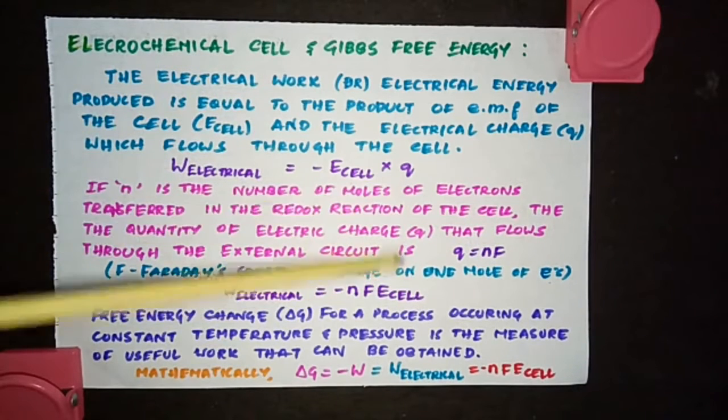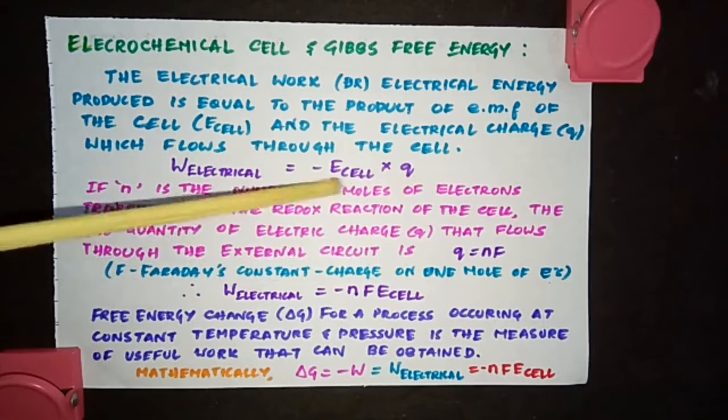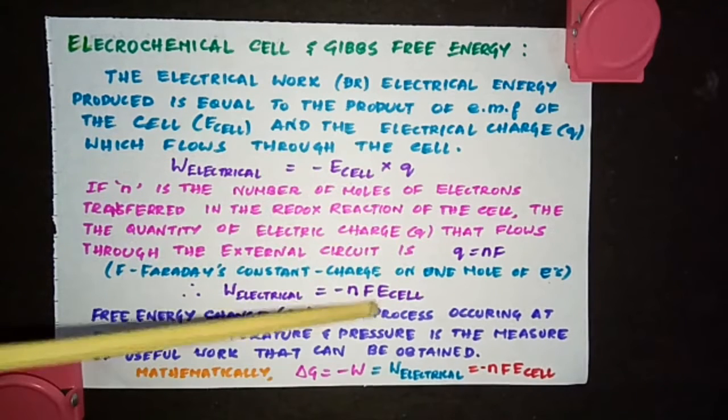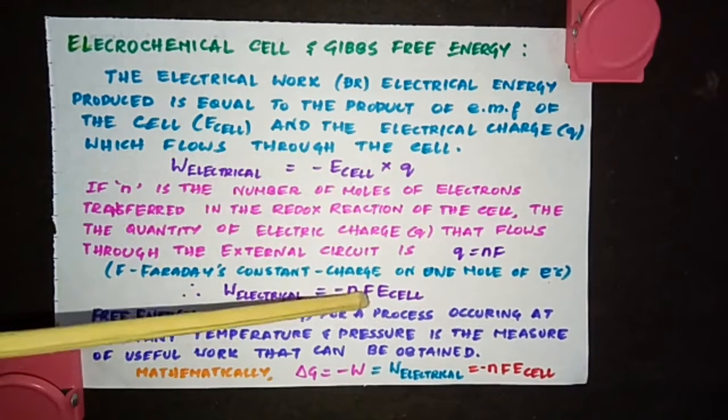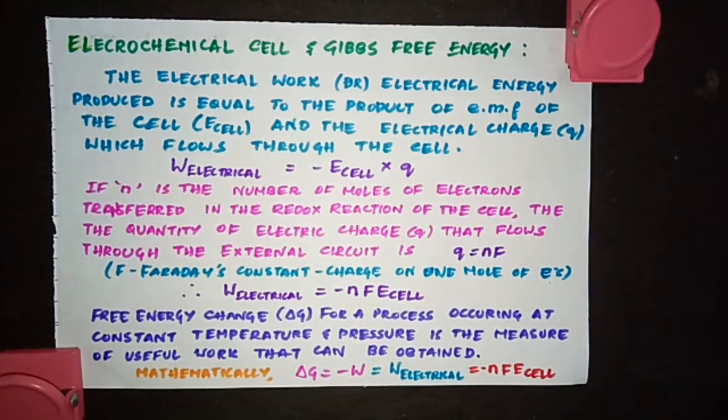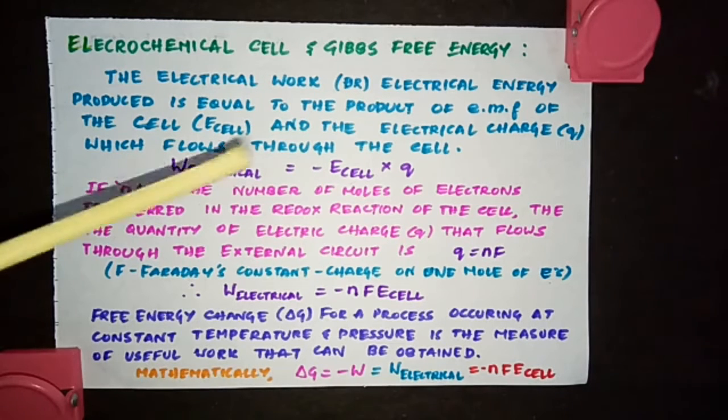So you can substitute the Q value here. So this equation becomes W electrical is equal to minus nF E cell. Instead of Q we are putting nF, and the reason why we are putting a negative here is because it indicates that the work is done by the system on the surroundings. That's the reason why we're putting a negative here.